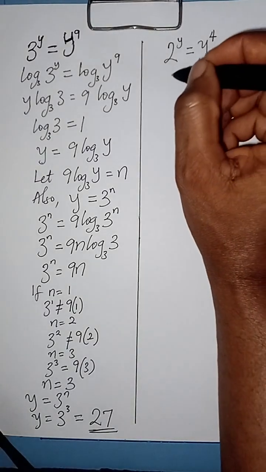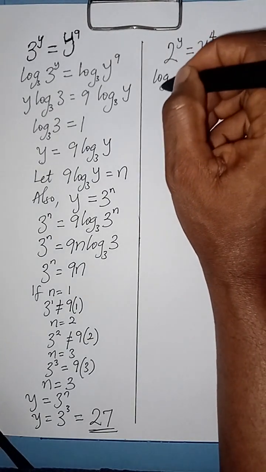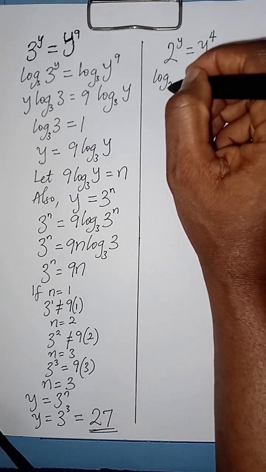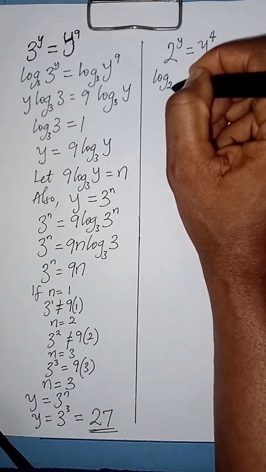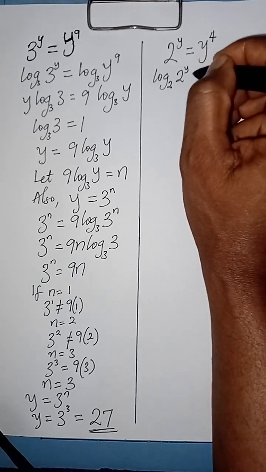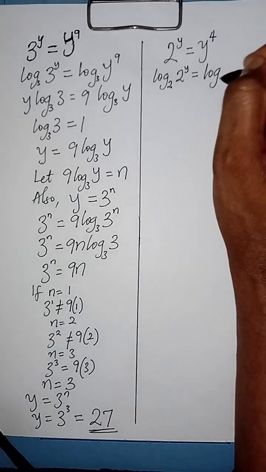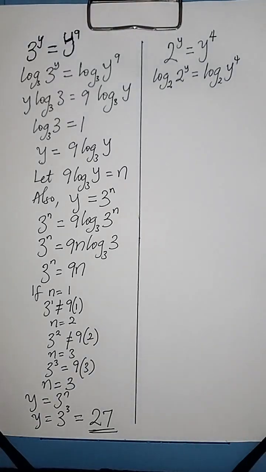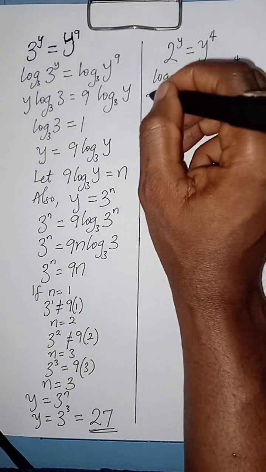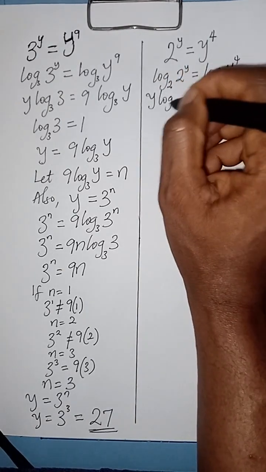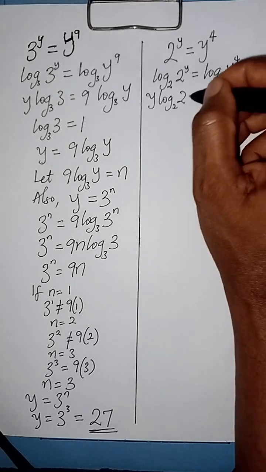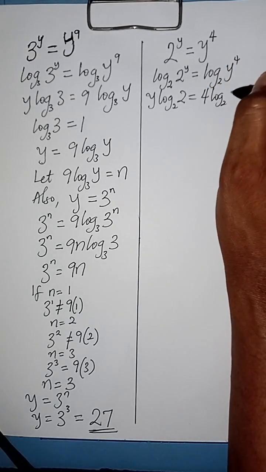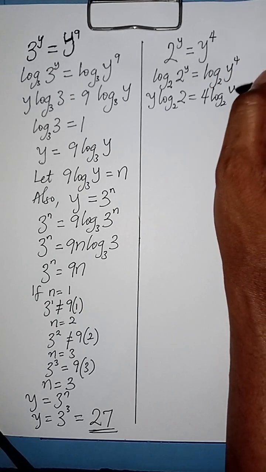Remember the first thing I did? I took the log of both sides. But now, because the base is 2, I'm going to put the log to base 2: log of 2 raised to power y equals log of y raised to power 4, to base 2. Now recall this y will come to the side and becomes y log 2 to base 2 equals the same thing here, 4 log y to base 2.